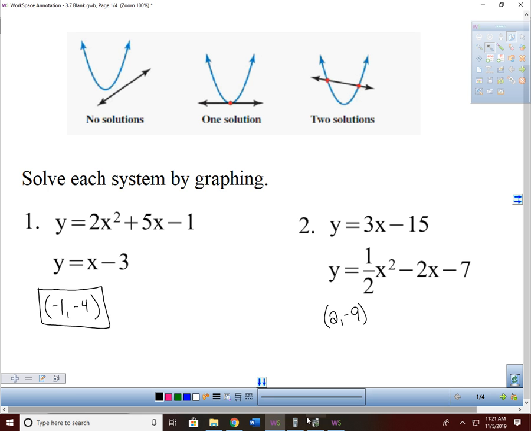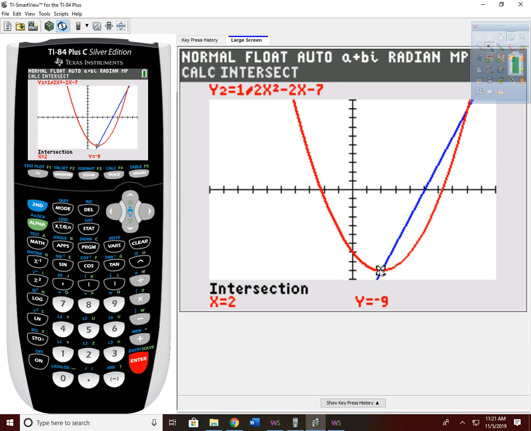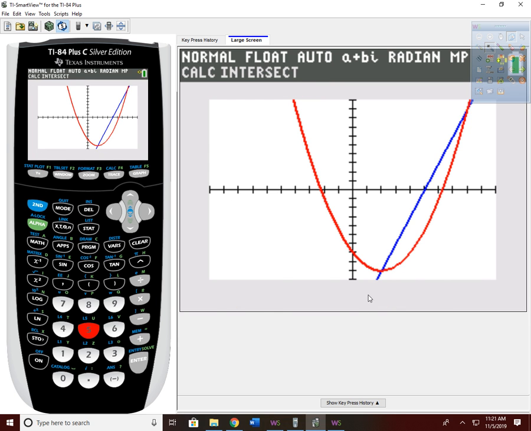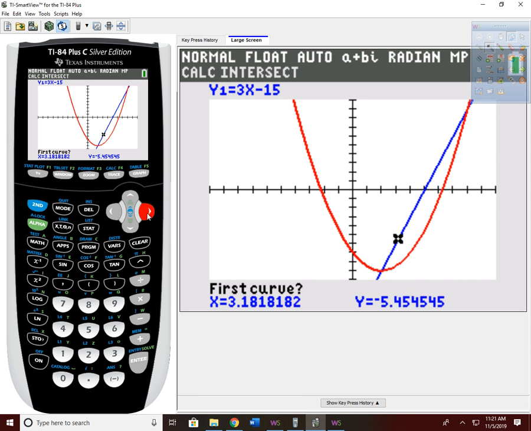So now I need to find the other point of intersection. So I'm going to do the same process, but I'm going to make sure that I put my little crosshairs really close to that point. So the calculate menu, which is second trace, I'm going to go down to intersect, which is option 5. And then see, I'm way down here, so I'm going to arrow to the right until I get close to the other intersection. That way it kind of knows what I'm talking about. So I'm really close to that intersection.